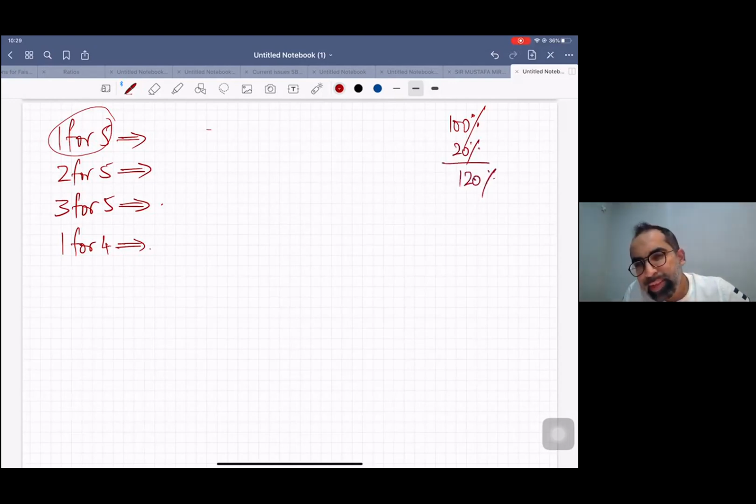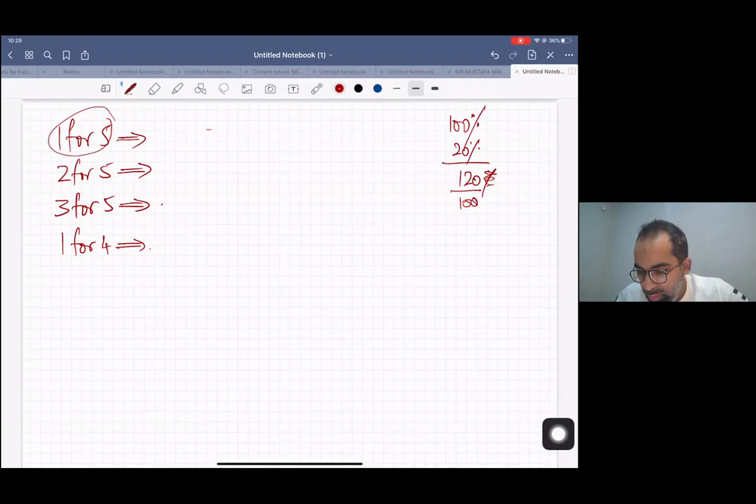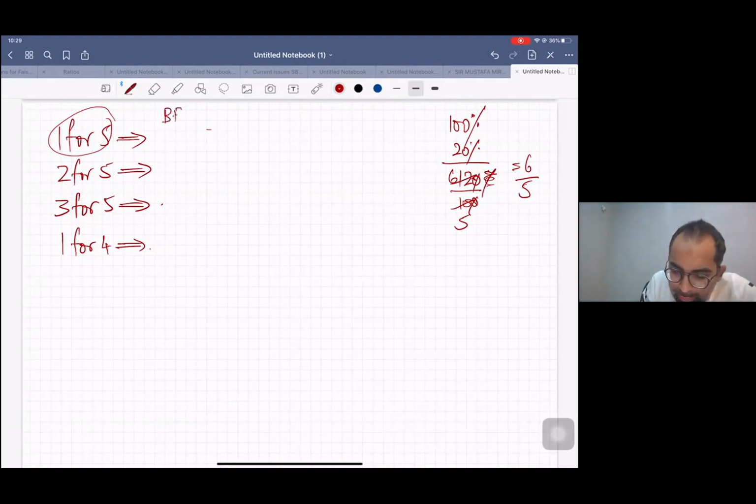Okay. And when you remove this percentage sign, you divide it by 100. Now, I hope you remember the timetable of 2. So simply this 0, 0 cut, and this 2 × 5 and 2 × 6. So answer is 6/5. The bonus fraction is 6/5. Very simple. So this is all BF. For 1 for 5, the bonus fraction is 6/5.